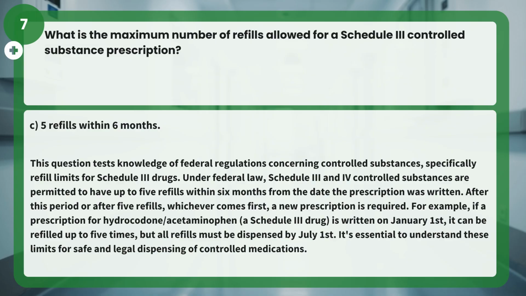For example, if a prescription for hydrocodone/acetaminophen, a Schedule III drug, is written on January 1st, it can be refilled up to 5 times, but all refills must be dispensed by July 1st. It's essential to understand these limits for safe and legal dispensing of controlled medications.